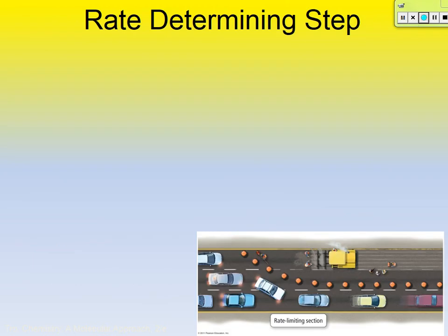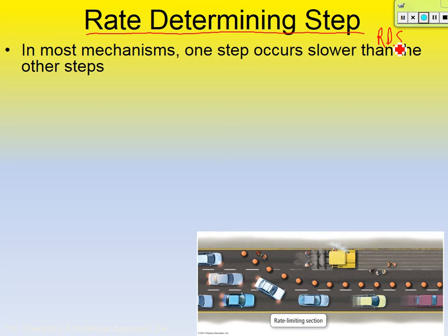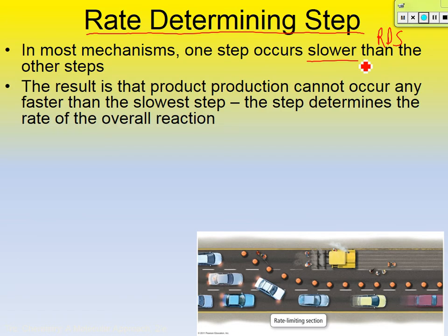Now this is a very important point to make in the lesson. The rate determining step. A lot of chemistry textbooks will abbreviate rate determining step as RDS. So if you'll make that little note, the RDS is the rate determining step. So in most mechanisms, one step occurs much slower than the other steps. So one of these elementary steps is going to be much slower. The result is that the product production cannot occur any faster than the slowest step. So you can't get products any faster than the slowest step.